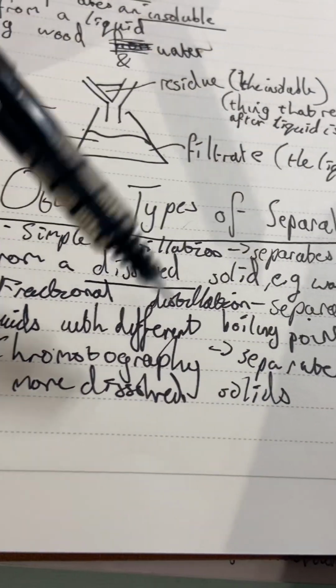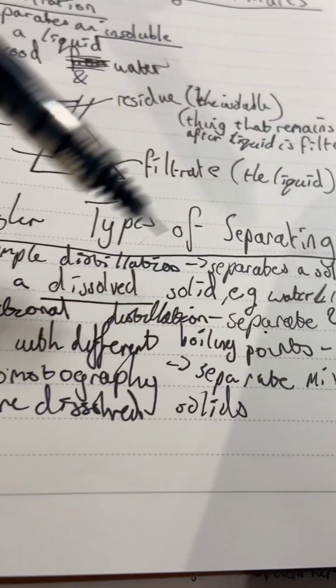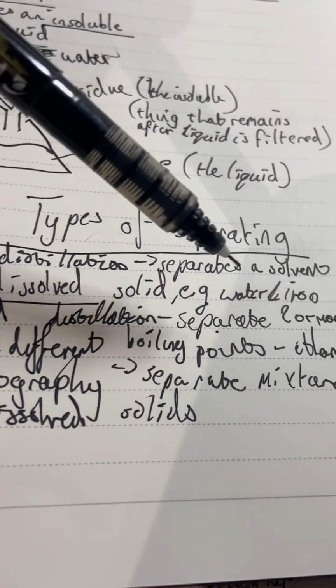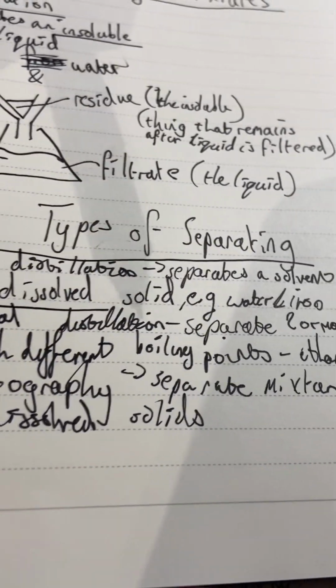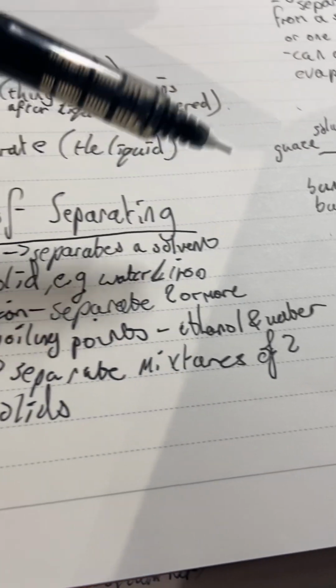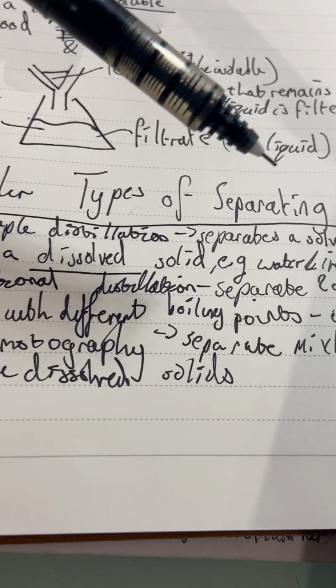Fractional distillation, which is separating 2 or more liquids with different boiling points. And chromatography, which is separating mixtures of 2 or more dissolved salts.